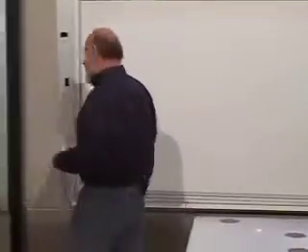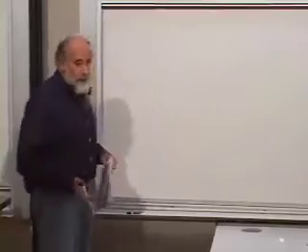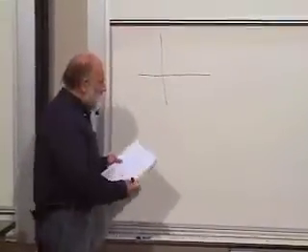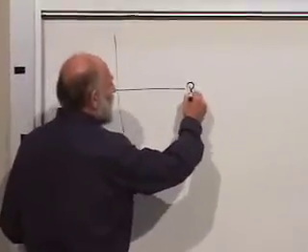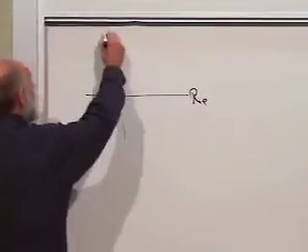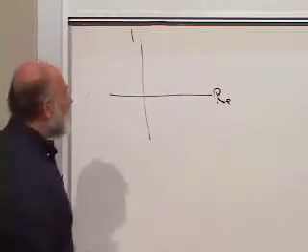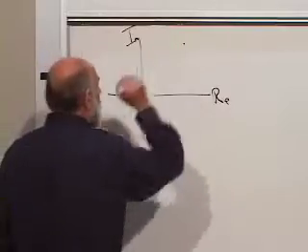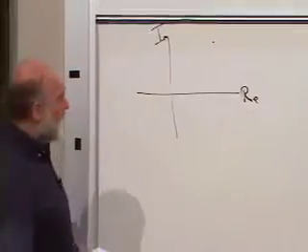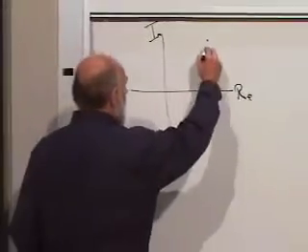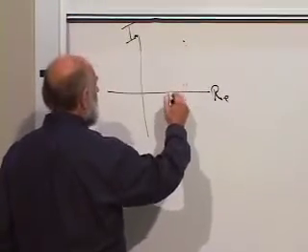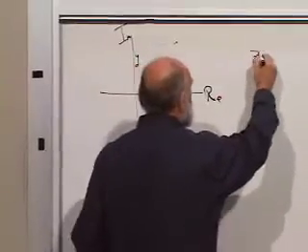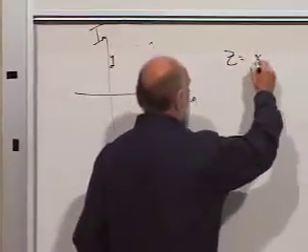A complex number has a real part and an imaginary part, and you can plot it on a two-dimensional surface. The horizontal axis represents the real part of the number, and the imaginary part of the number is plotted on the vertical axis, and a point on this plane is a complex number. If this is x and the height is y, then the complex number is z, which is x plus iy.